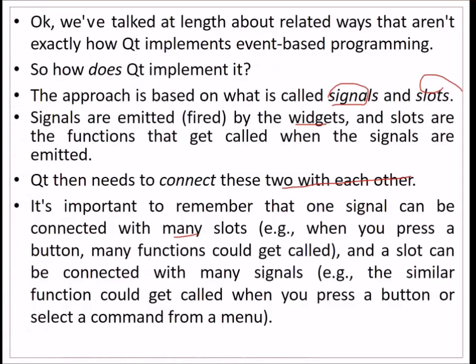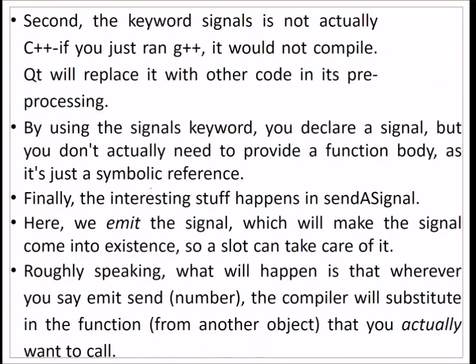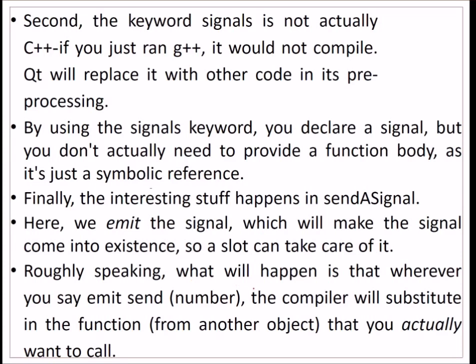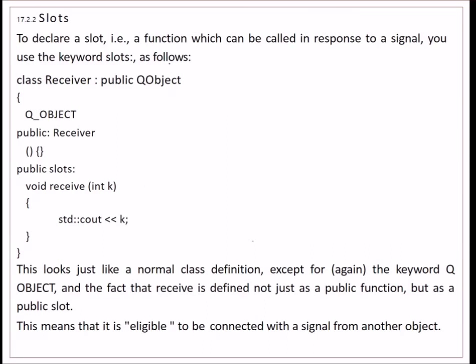And now the interesting stuff, which is our send a signal. Here what we do is emit the signal, which will make the signal come into existence, so a slot can really take care of the signal which is coming. Whenever you say emit sender number, the compiler will substitute in the function for another object that you actually want to call. And then coming to slots, to declare a slot, that is a function which can be called in response to a signal, you use the keyword slots.